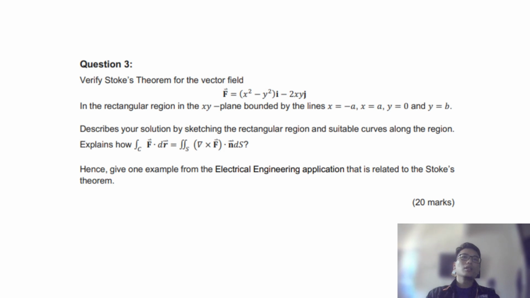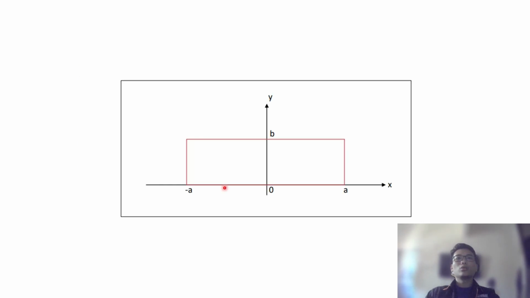So let's begin. We need to draw the region first. It's a rectangular region. The x coordinate will be from negative a to a, and the y coordinate from 0 to b, then it becomes a rectangle.